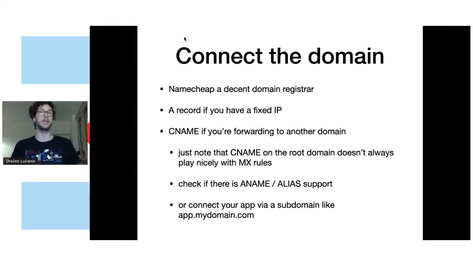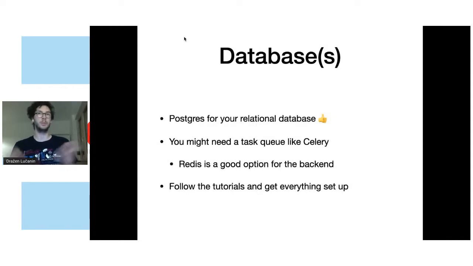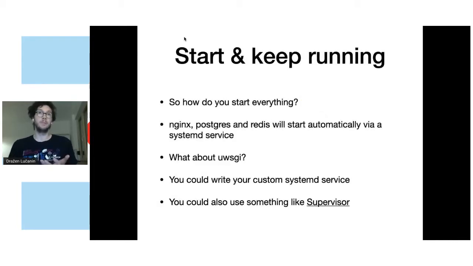Okay, so we've connected the domain to the web server. Next comes the database. So you want Postgres for the relational part, for storing your persistent Django models. You might need additional databases. For example, if you have a task queue in Celery, you need a backend for that. You could use Redis, which is a decent option. And now you need to go through each of these services, follow their tutorials, and get them set up.